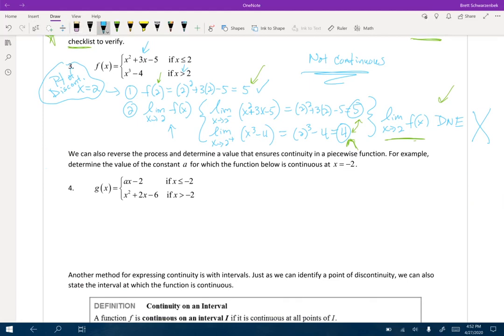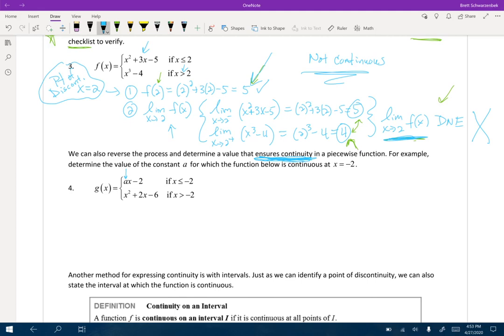It says we can also reverse the process and determine a value that ensures continuity. That's the type of problem it is, ensuring continuity in a piecewise function. For example, determine the value of a for which the function below is continuous at x equals -2. Okay, so here's a. So that's what I was explaining in the last problem. So in order for a function to be continuous, this limit must exist, and it must be the same as the function value that we have up here. Okay, it must be in order to make this work.